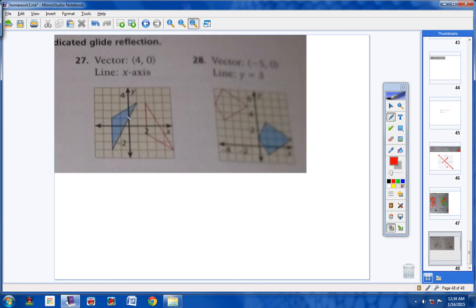Okay, we're going to take this blue figure and move it 4, 0, so up 4. So this point here would be 1, 2, 3, 4. This point here would be 1, 2, 3, 4. And this point here would be 1, 2, 3, 4. Then next, they want us to reflect it in the x-axis, okay?